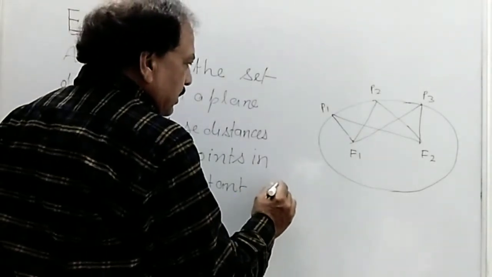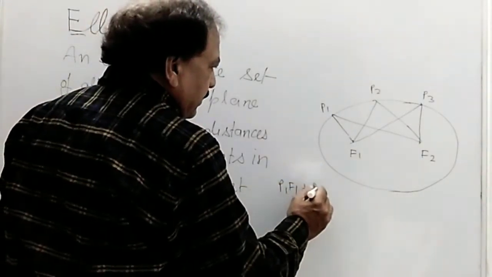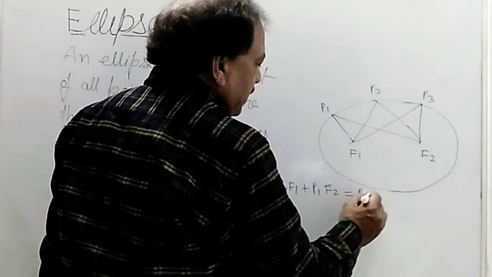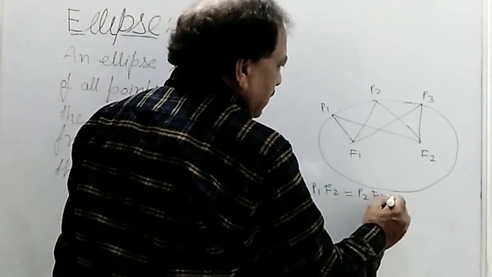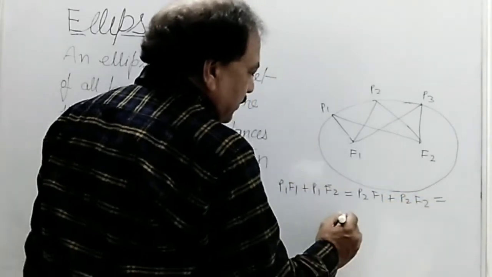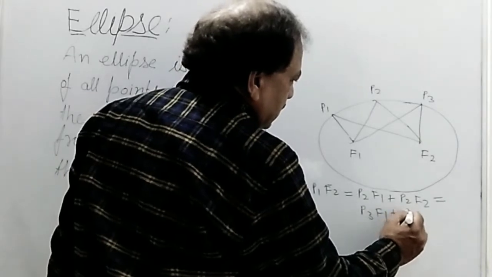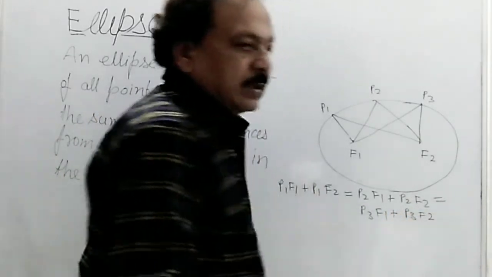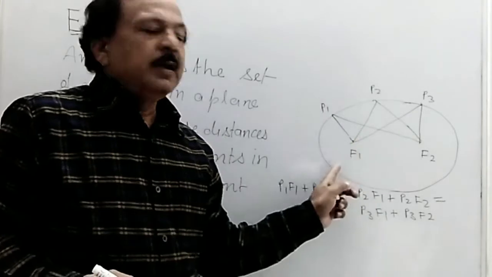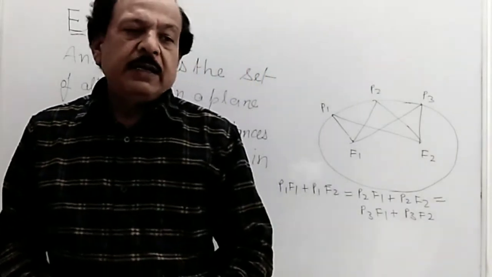That is, P1F1 plus P1F2 will be equal to P2F1 plus P2F2, which will be equal to P3F1 plus P3F2. The sum of the distances from P1, P2, P3 to these two fixed points F1 and F2 is constant. That will be the ellipse.